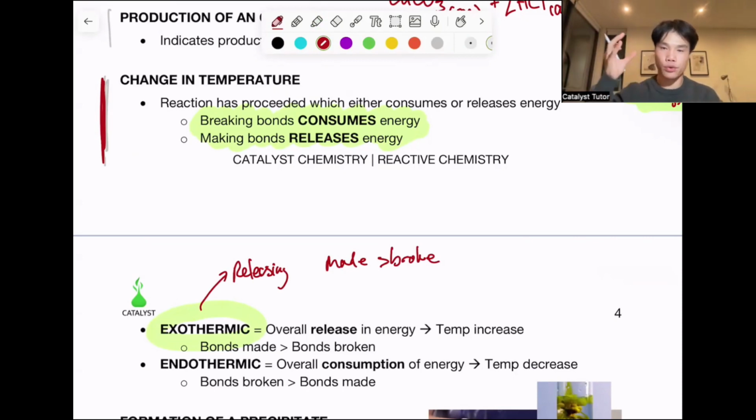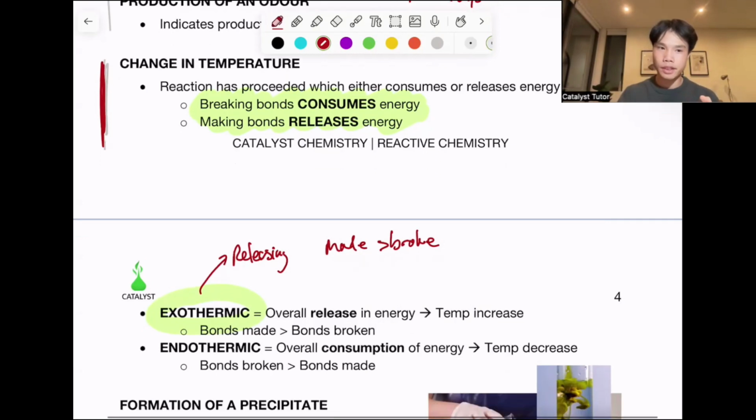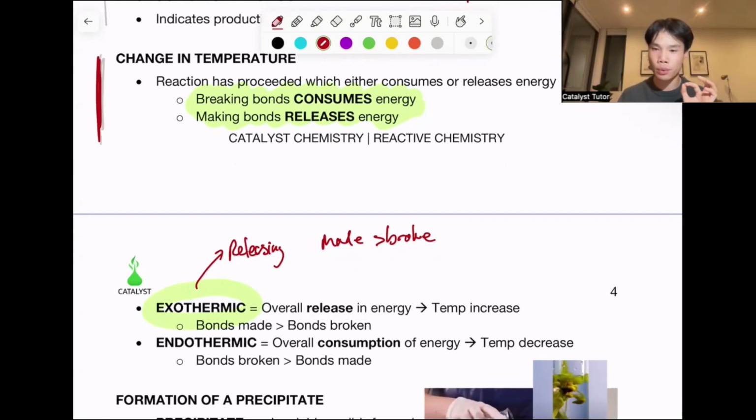And vice versa is true for an endothermic. You'd have an overall consumption of energy, which means the temperature of the surroundings is going to drop. And that's the case where you have to break more instead of making. So change in temperature often is one of your best signs if you can detect a change in temperature.